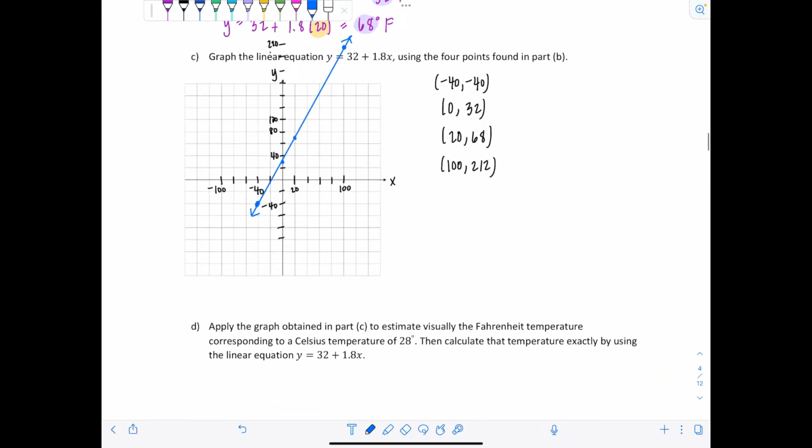Okay. D. Apply the graph obtained in part C to estimate visually the Fahrenheit temperature, so the y value, corresponding to a Celsius temperature of 28 degrees. Okay, so look at it. If x is 28, here's 20, here's 40, so 28 would be somewhere in here. What would y be?